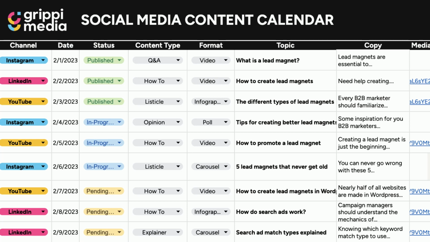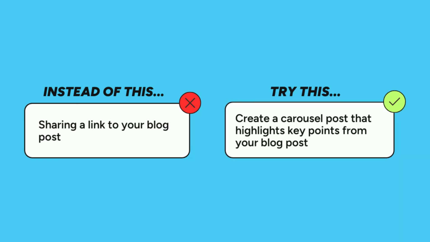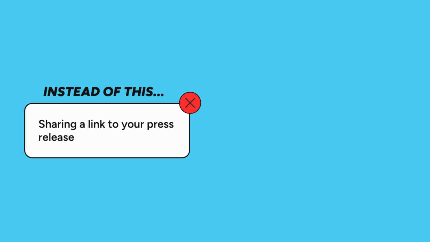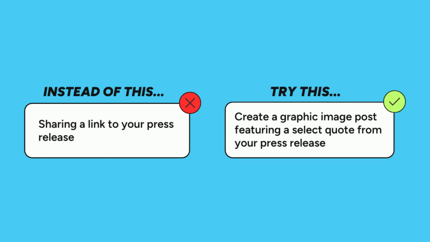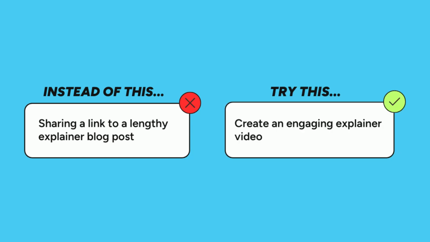Here are some examples to get your creative gears turning. Instead of sharing a link to a blog post, create a carousel post that highlights the key takeaways from your blog post on its own. Instead of linking to a press release, create a graphic image promoting the announcement with a notable quote from the release. Need to explore a topic in detail? Produce an explainer video instead.